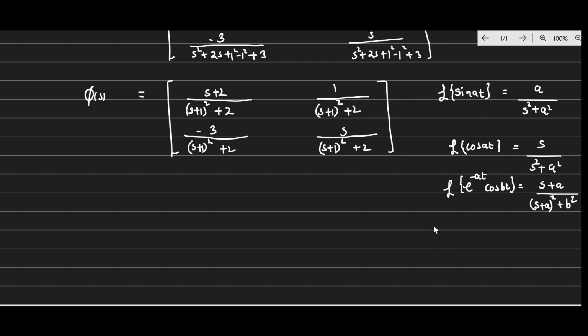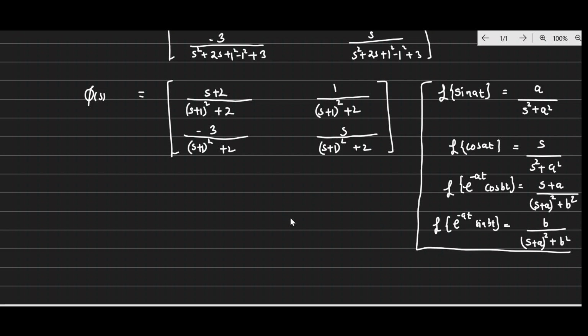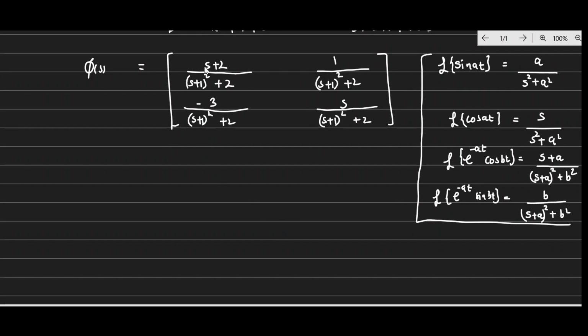Similarly, for a sine function, the Laplace of e to the power negative a t times sine b t is equal to b divided by s plus a squared plus b squared. So these are the Laplace relationships that we're going to use here. Now if you notice, it looks like this is what we have here. The power of the exponential is 1, so this looks like a cosine function, isn't it?